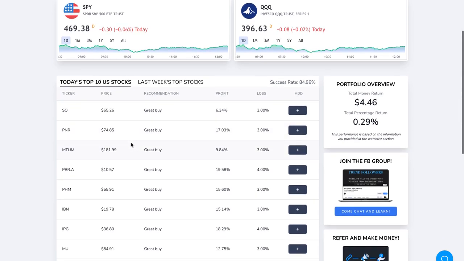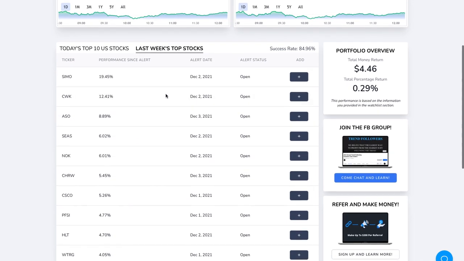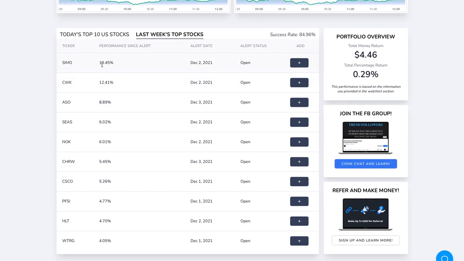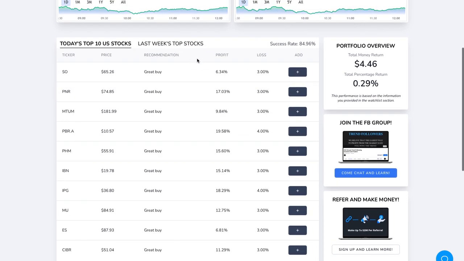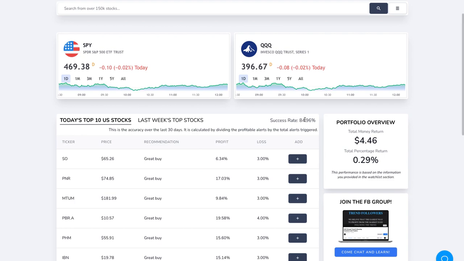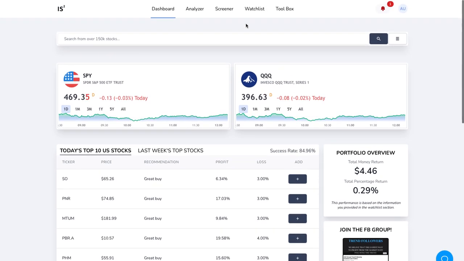On the dashboard, we have our great buys list, which shows us the stocks that are a great buy recommendation, that are likely to do well. You can also see the top performers from last week. You can see here that we had one performing at around a 19% return, a 12% return, and stuff like that. You can see here the overall success rate. I'm going to get into this more and tell you how this is calculated, but you can see here that we've had about an 85% success rate over the last 30 days.